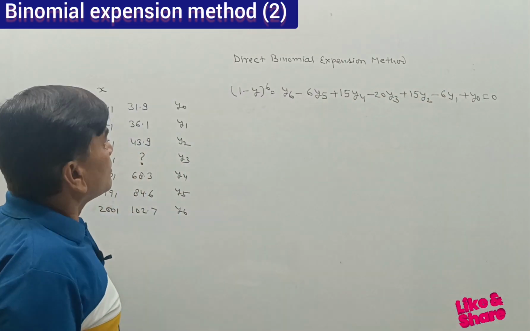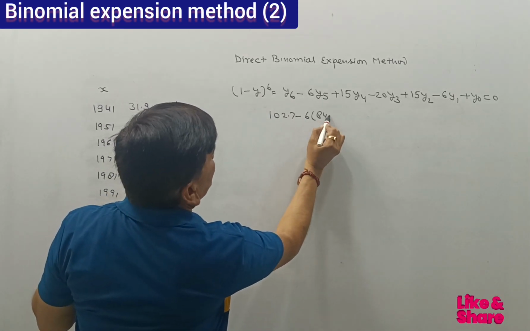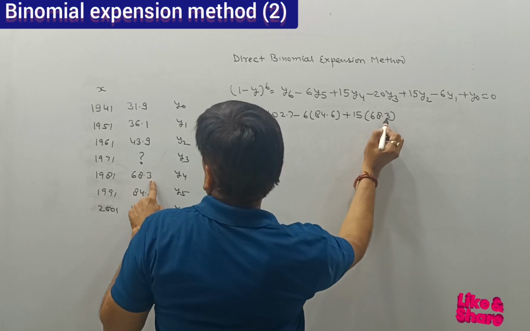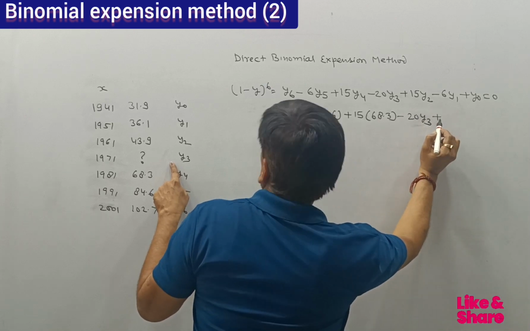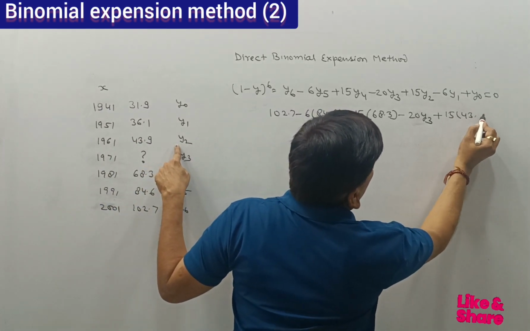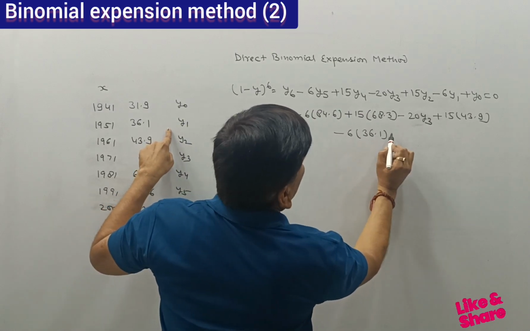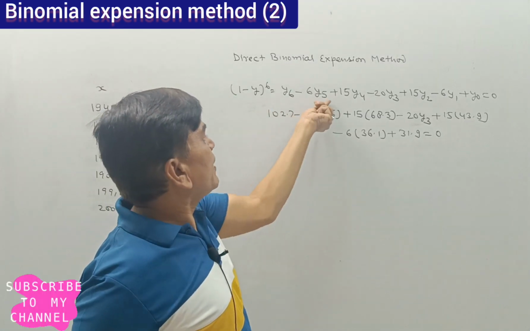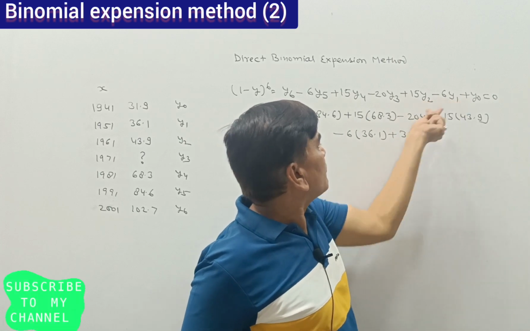Okay. So the y6 value is 102.7, minus 6 multiplied by 84.6, plus 15 multiplied by 68.3, minus 20y3, since y3 is not known, plus 15 multiplied by y2, that is 15 multiplied by 43.9, minus 6 multiplied by 36.1, plus 31.9 is equal to 0. We have put in the values of y6, y5, y4, y2 and y1, with y3 unknown.